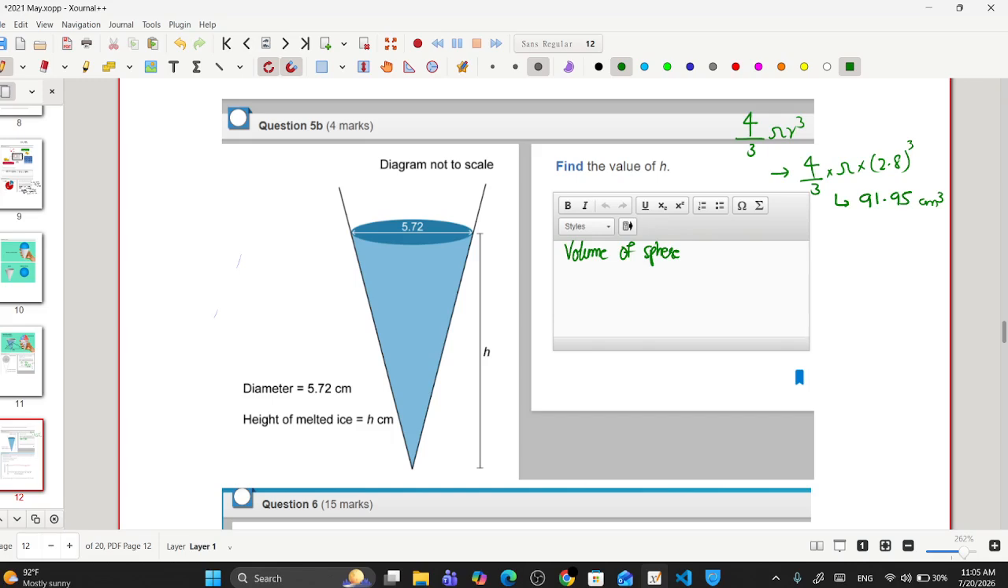So that's the first part. Then I know that there is a volume of the cone in itself. So volume of sphere is 91.95. These formulas will be given to you, so you don't have to worry.